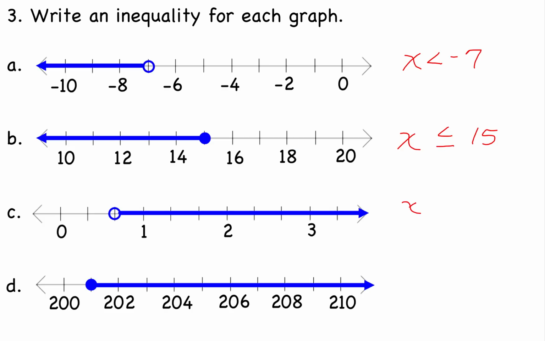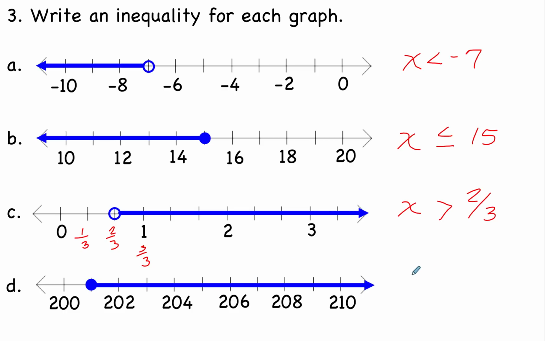Letter C, I'm going to use the variable x again. Now this one's a little trickier. We have to figure out what value our endpoint is. We know it's going to be greater than, and I just need to figure out what that endpoint is. It's an open dot, so it's greater than. And so we have 1, 2, 3 divisions in between each number. So these are divided by thirds. So there's 1/3, 2/3, and then 1 is the same as 3/3, right? So that is x is greater than 2/3.